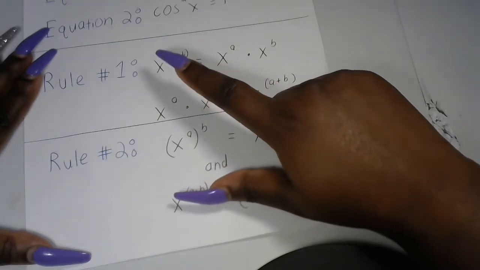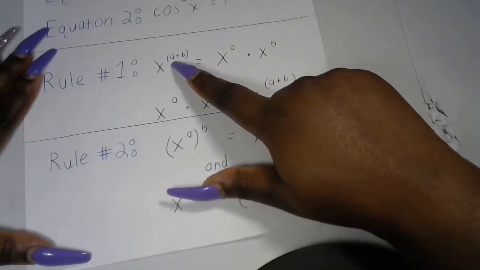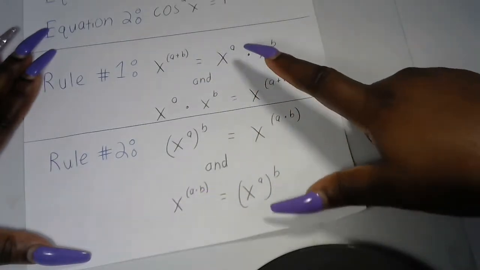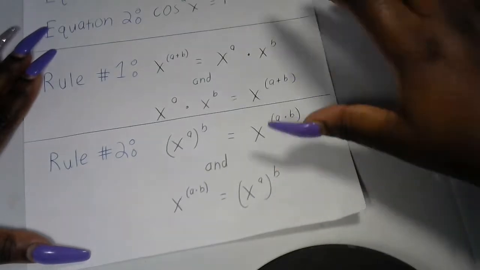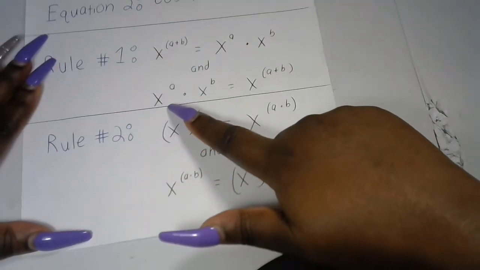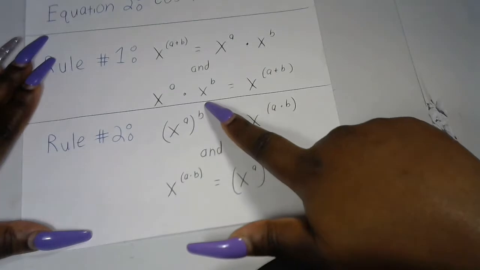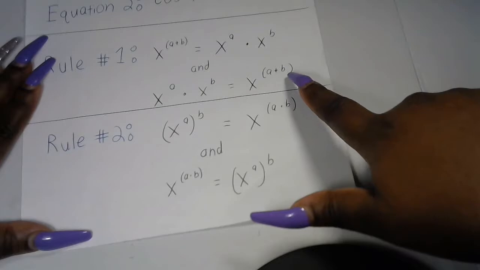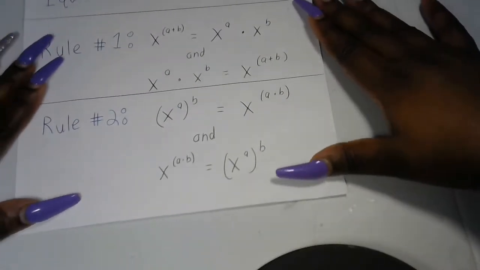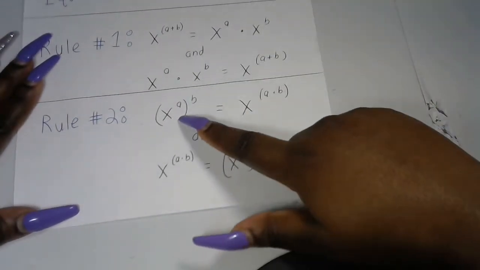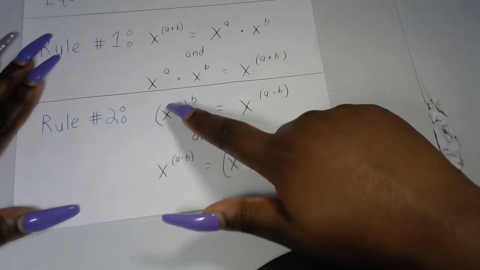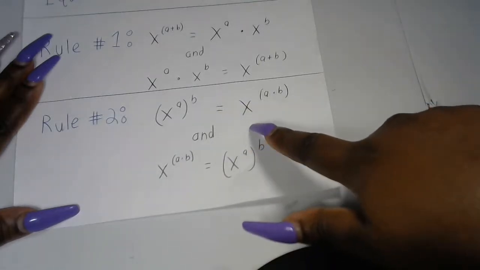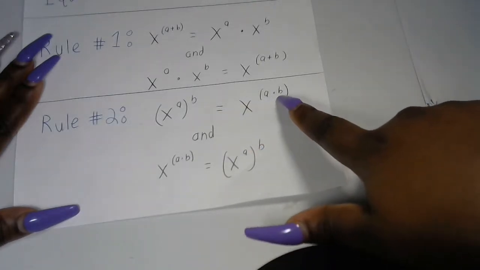For rule number 1, x to the power of a plus b is equal to x to the power of a times x to the power of b. Also, x to the power of a times x to the power of b is equal to x to the power of a plus b. Now, for rule number 2, x to the power of a, all of this to the power of b, is equal to x to the power of a times b.